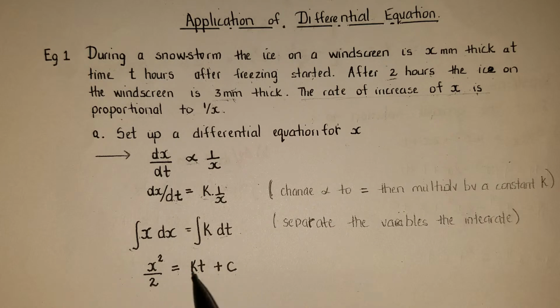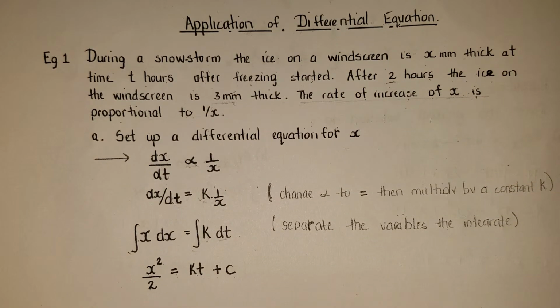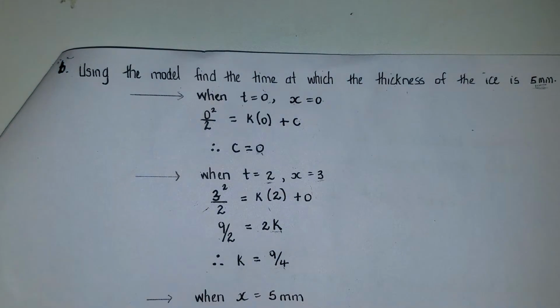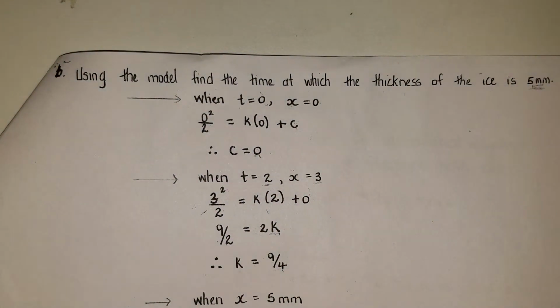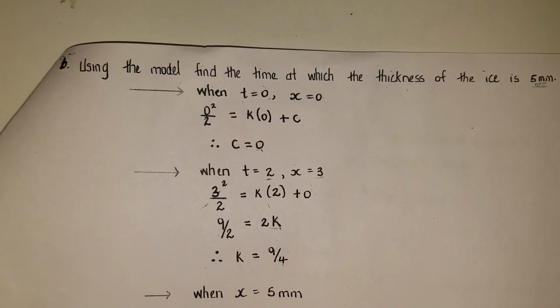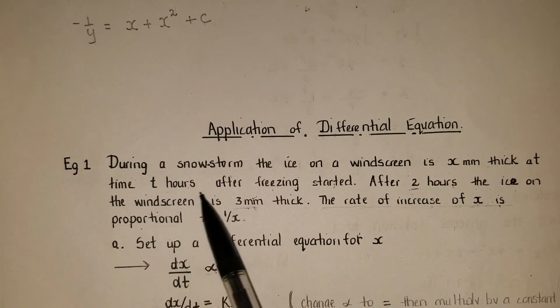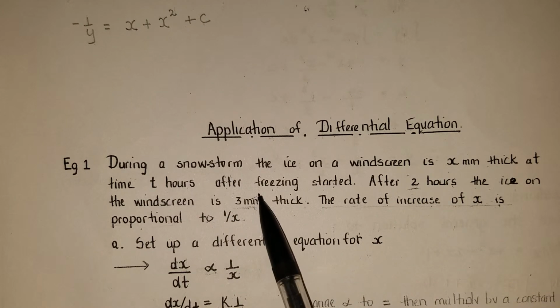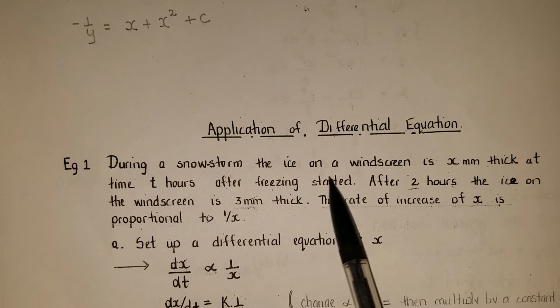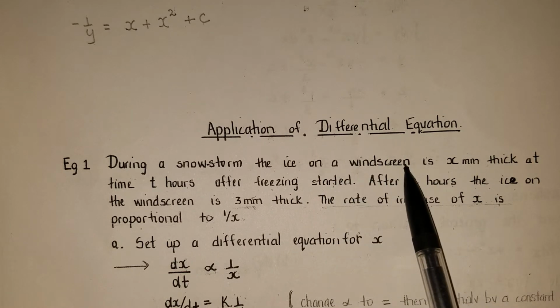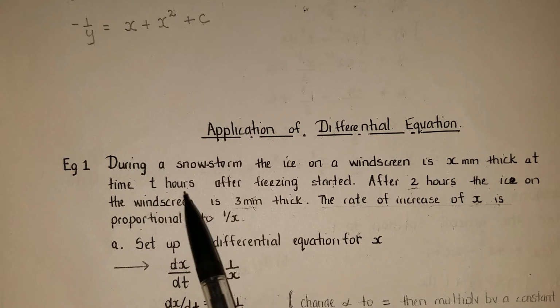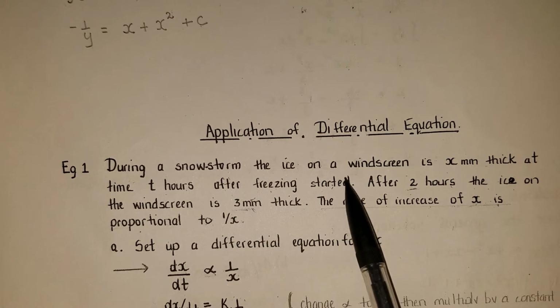So here, we've set up our differential equation. Part B says, using the model, find the time at which the thickness of the ice is 5 millimeter. Now, if we go back to the question, it says, the ice on the windscreen is X millimeter thick at time 2 hours after freezing started.